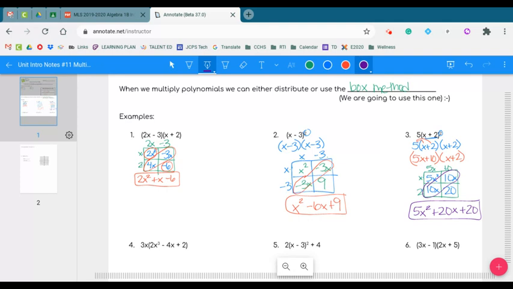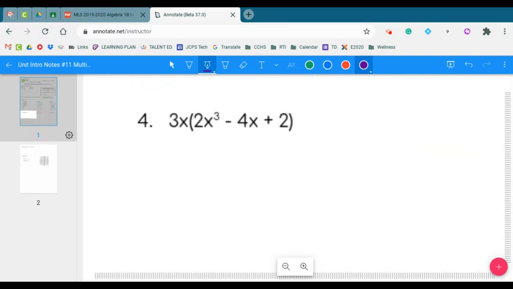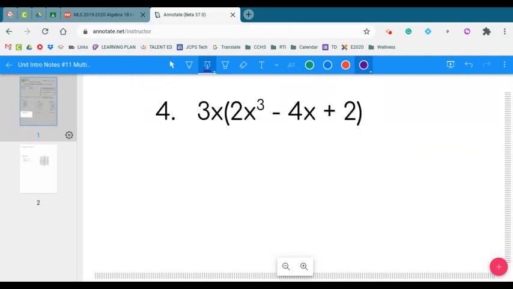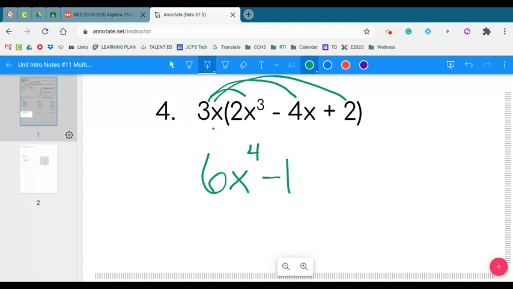Okay, moving down to number 4. This one you just need to distribute. So I'm going to do 3x times 2x cubed, negative 4x, and 2. 3x times 2x cubed is going to give you 6x to the 4th, because you multiply your coefficients and add your exponents. 3x times negative 4x is going to give me negative 12x squared. And then 3x times 2 is going to give me a positive 6x. And that is my simplified expression.